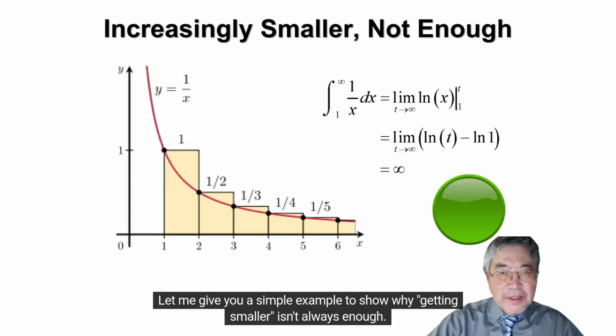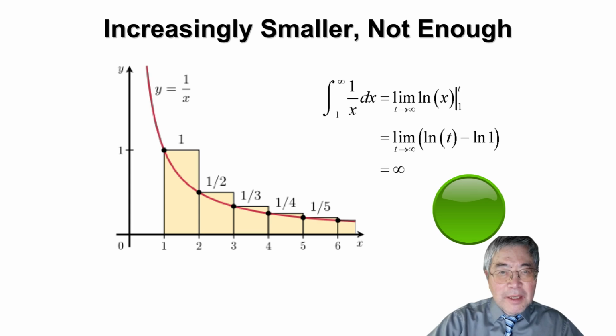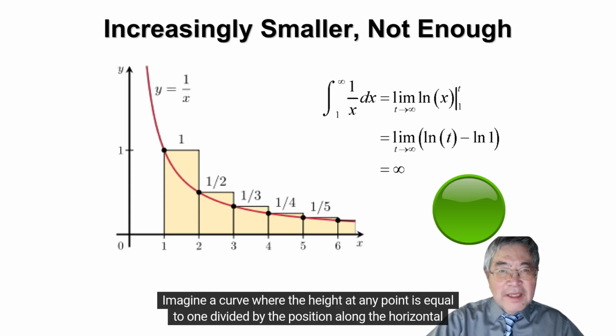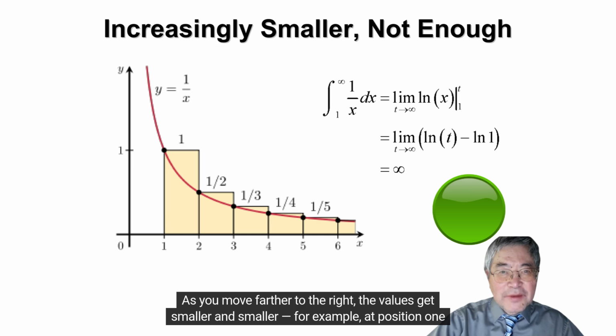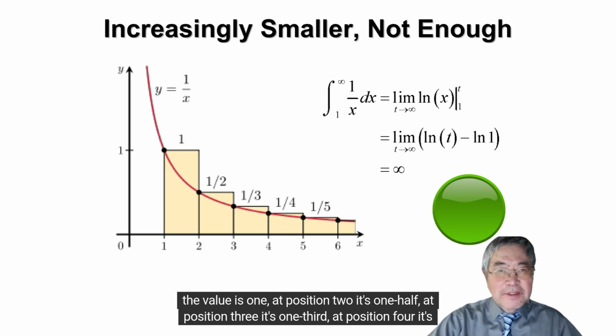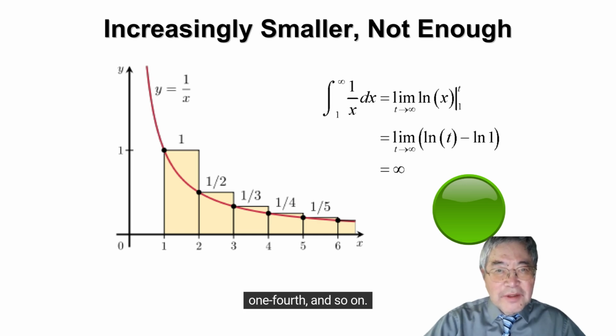Let me give you a simple example to show why getting smaller isn't always enough. Imagine a curve where the height at any point is equal to 1 divided by the position along the horizontal axis. As you move farther to the right, the values get smaller and smaller. For example, at position 1 the value is 1, at position 2 it's 1/2, at position 3 it's 1/3, at position 4 it's 1/4, and so on.